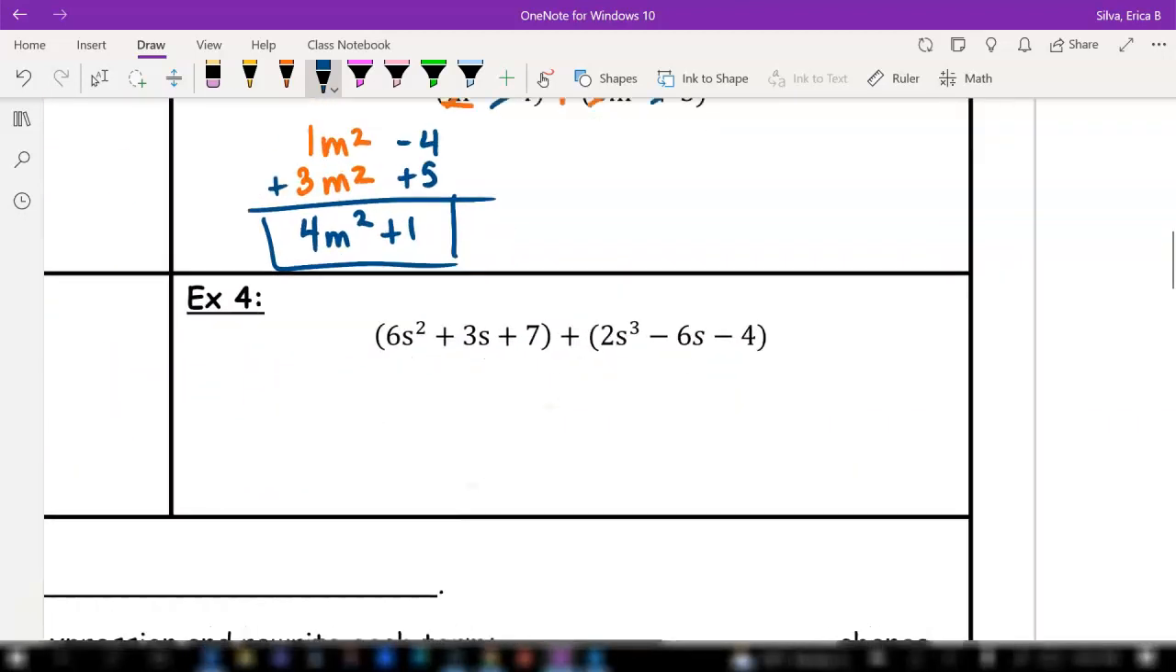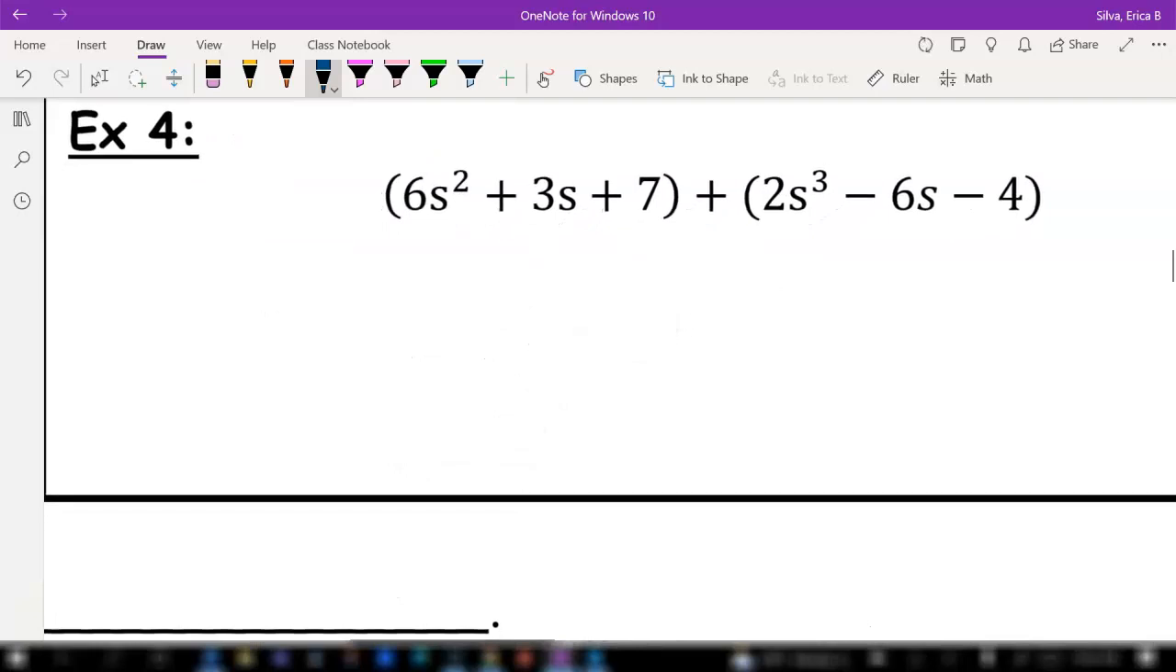Let's move on to the next one. Again, try this on your own before you continue. And let's start with the two groups. There's a plus sign, so we're going to add our groups so we can ignore the parentheses.